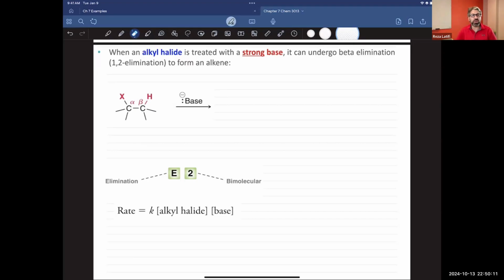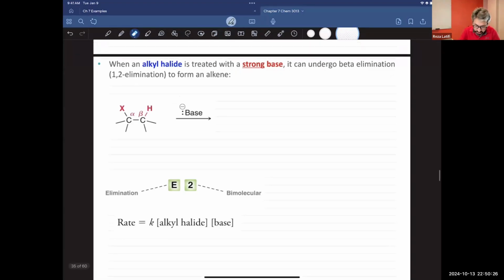Okay, so here we have an alkyl halide. We're going to treat it with a strong base, and the strong base here, instead of doing a substitution reaction, will technically do hydrogen abstraction. It will take a hydrogen from the system, but from which carbon? It will go after the beta carbon. And what was the alpha carbon? The alpha carbon is the carbon that's holding the halide.